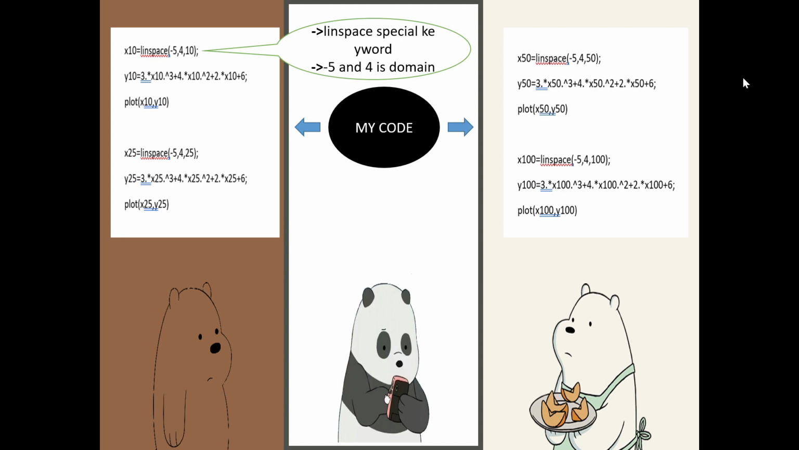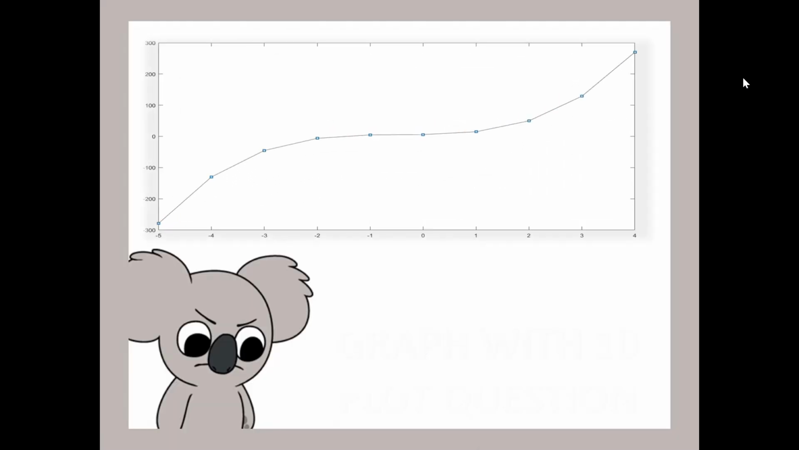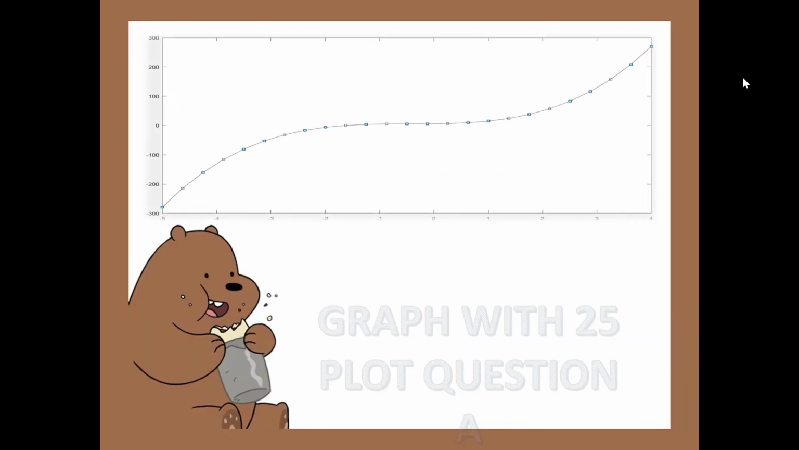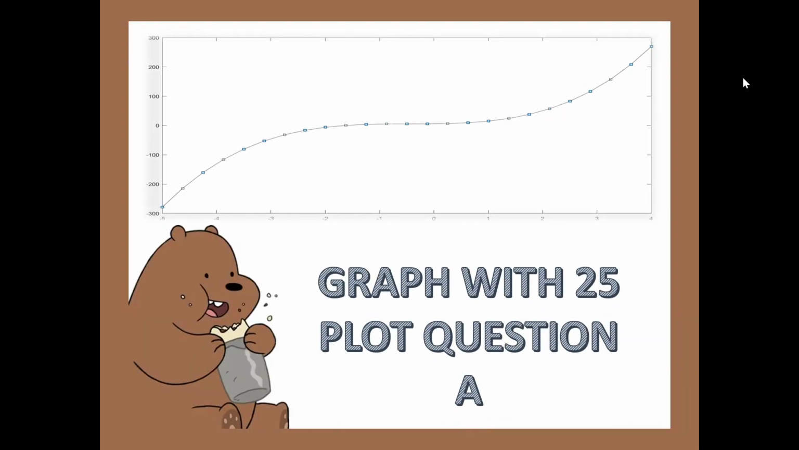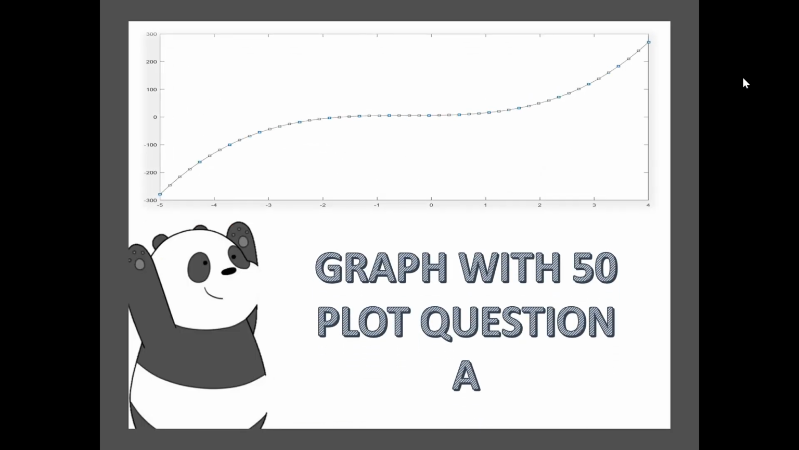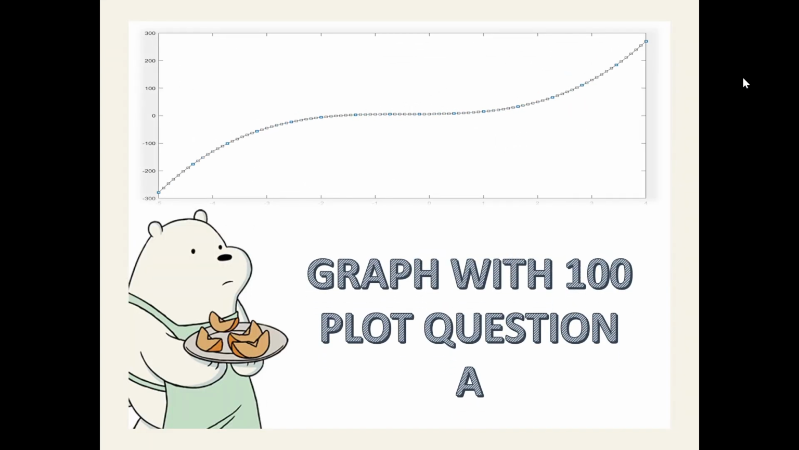and then we write plot(x10,y10) to call the data. So this is how my graph for question A looks with 10 plot points, with 25 plot points, with 50 plot points, with 100 plot points, and that's all.